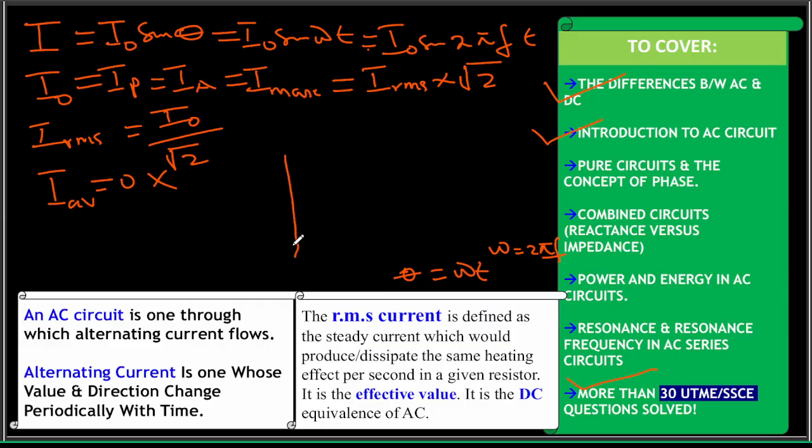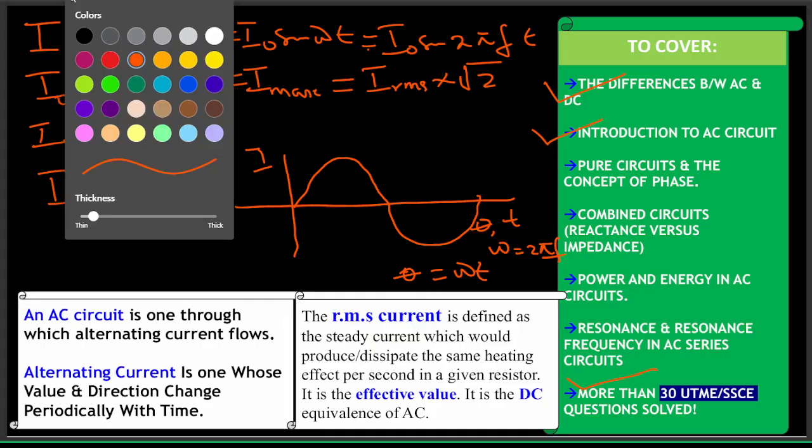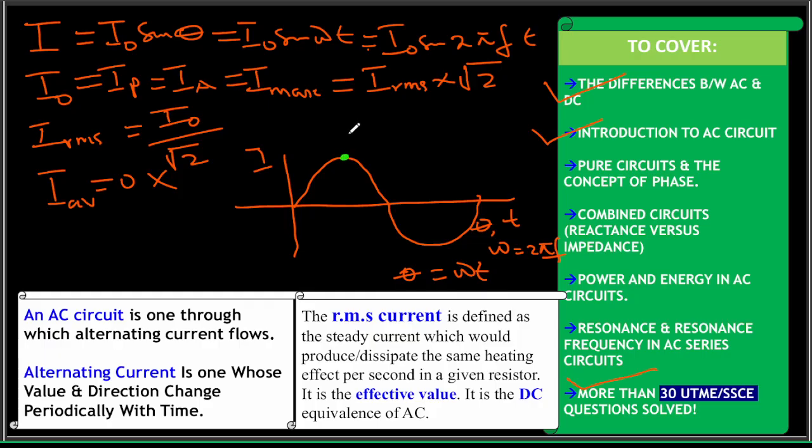Now, the graph is like this. Let's say we have our current here, and this is time. Much later I'll be telling you that sometimes we can as well put theta here. All right, so over one cycle we have like this. This is one cycle. That's 360 degrees or 2 pi radian. Okay, so here, this point, is the peak value of the current.